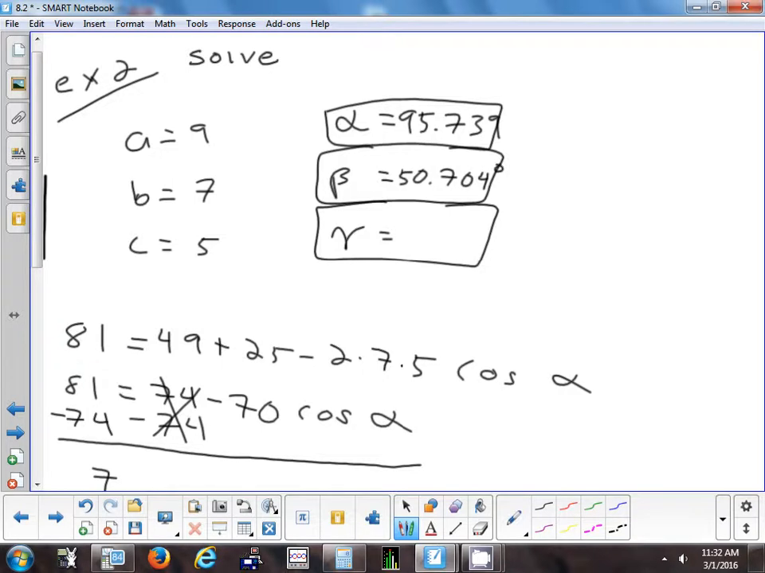Now, the nice thing about what we've done so far is we found these answers independently. We didn't use one to find the other. So even if we made a mistake with alpha, beta could still be right. But now I'm going to add these up and subtract from 180 to get gamma. So 33.557.